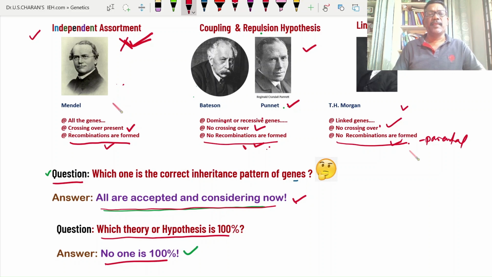So the majority of the population in the independent assortment is genetically recombined. The majority of the population in the coupling and repulsion hypothesis has no new genetic recombinations, as well as in the linkage. So this is the comparison. These are the differences.